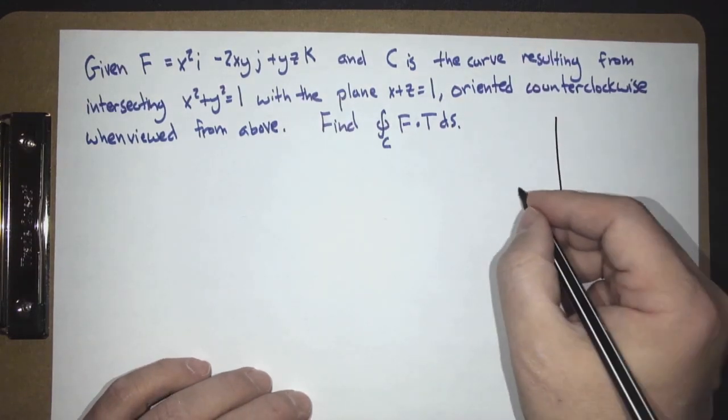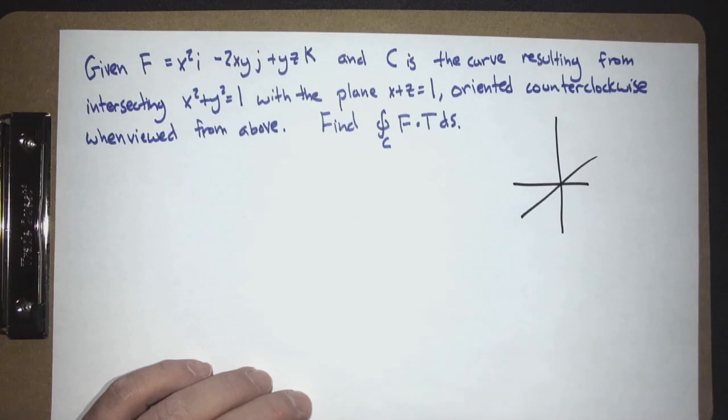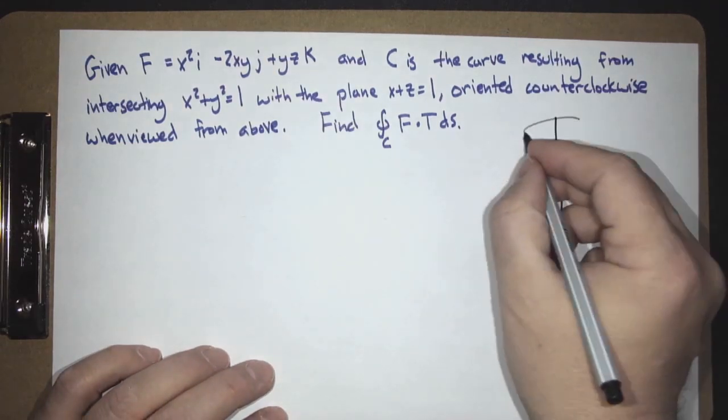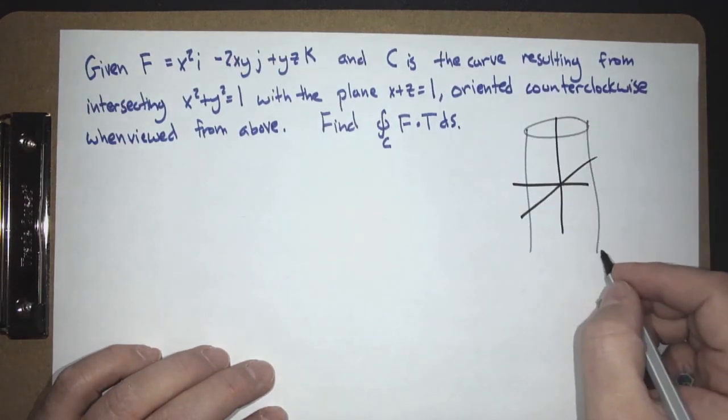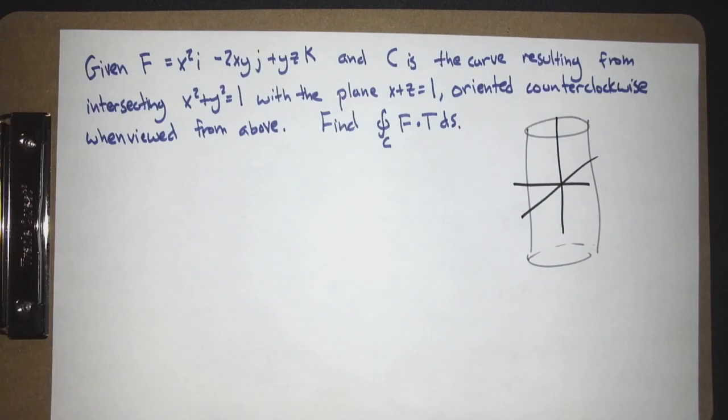What's the surface? Just visualization. X squared plus y squared equals 1. What does that look like? Cylinder. Circle if you're in the xy plane, but we're in 3-space. So you'll notice, well, there's no z. That just means you copy it straight up and down. So you have this x squared plus y squared equals 1 that goes straight up and down. Okay, so we have this cylinder.